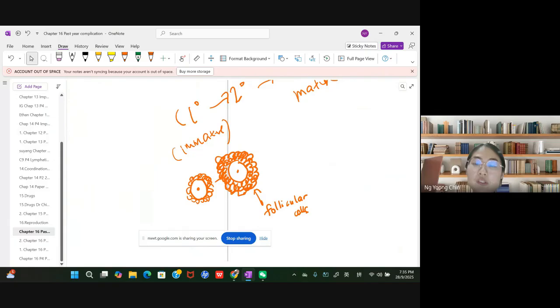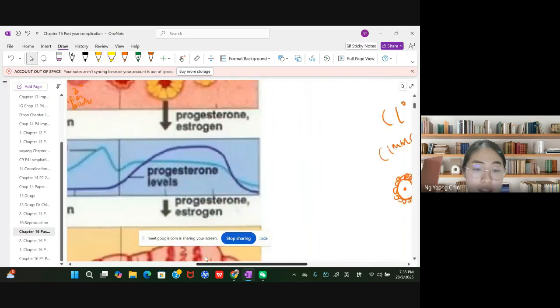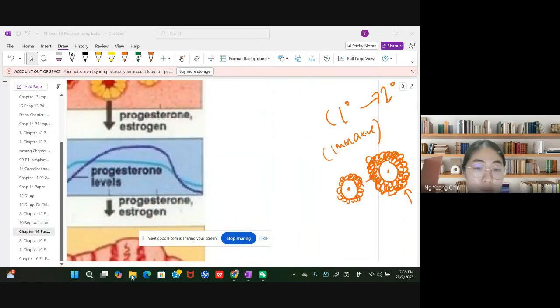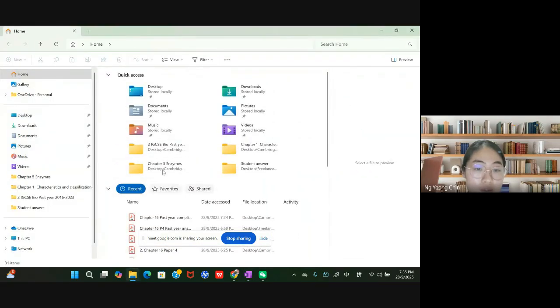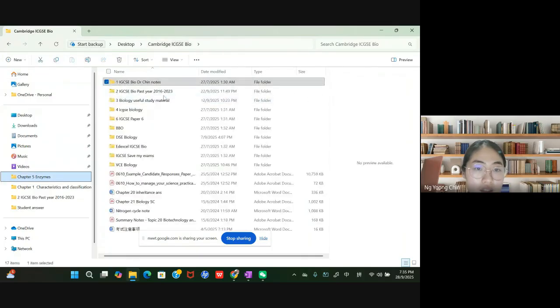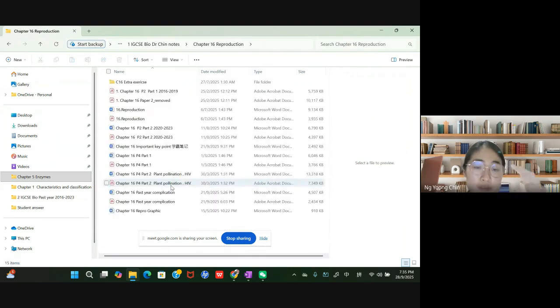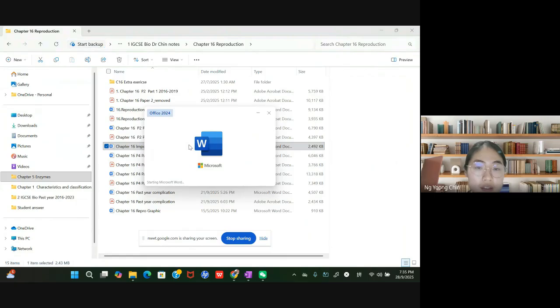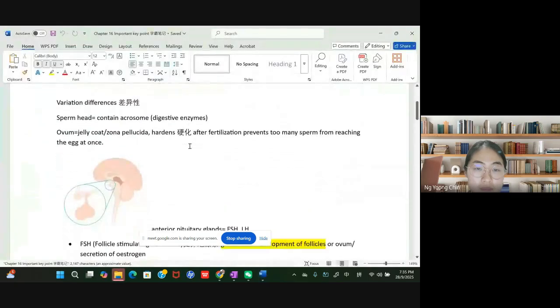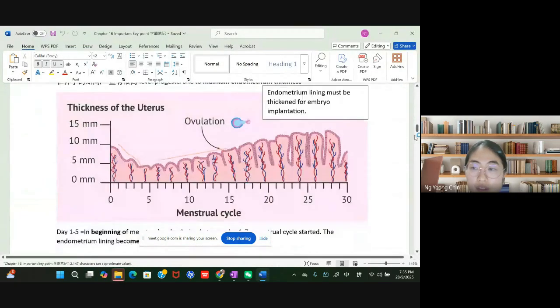So what do these follicular cells do? Another thing, I'm not sure I have a clear picture or not. Let me show you the picture. Wait for me for a while, I'll show you a better picture, which shows they are growing the external layer. I think this one. Yeah, this one.